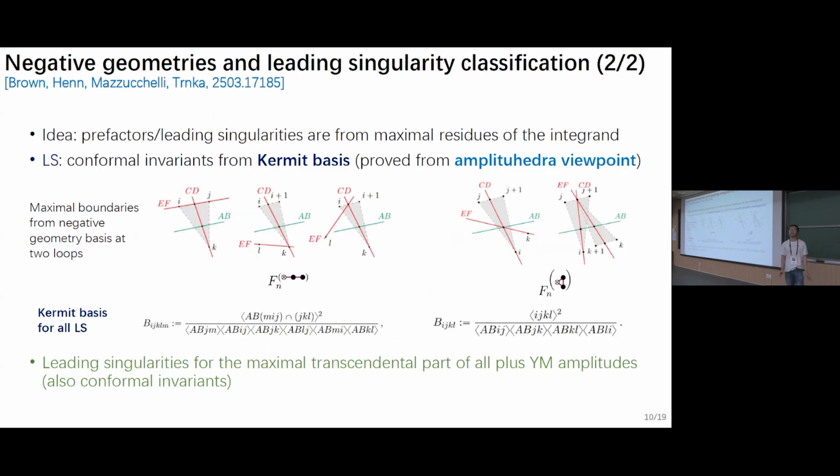Well, it can help you classify all the prefactors. This looks like a miracle, and this is great work done by Taro Brown and my collaborators Johannes Henn, Elia Mazzucchelli, and Jaroslav Trnka. The basic idea is the following. All the prefactors in this case, because you are dealing with maximal transcendental weight functions, can be calculated by the maximal residues of the integrand, what we call the leading singularities. Because they are residues, they are associated with solutions of the loop momenta, which we call the maximal cut solutions, and these are fully controlled by the boundary structure of this geometry. Maybe it's very abstract, but you can imagine that you have some polytope, okay?